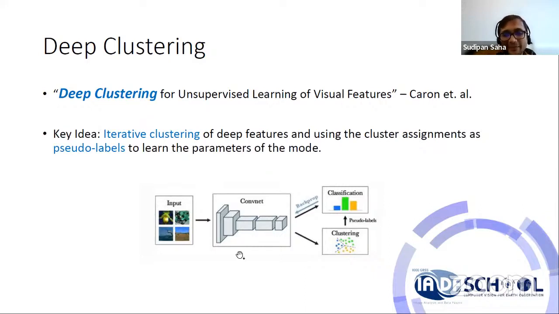network, and at the same time, from this network's features, we are trying to get a clustering. Then we use this clustering as pseudo labels, as a kind of label in a supervised fashion, to backpropagate and train. So in the beginning, you have some features, you cluster on them, you get some clusters, and you use these clusters as labels to backpropagate.